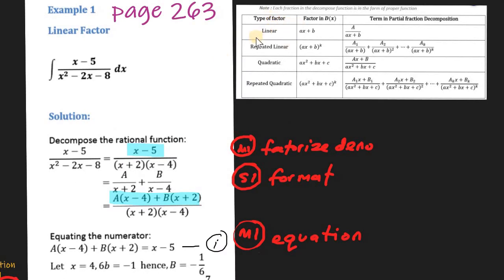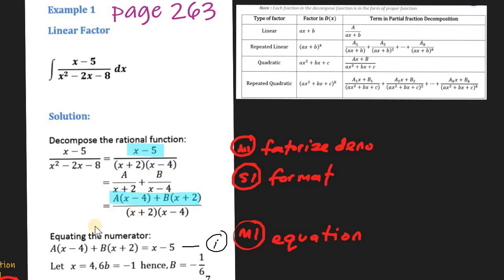So this is the formula that we have had earlier. We have case 1, where our denominator is a linear factor, non-repeating. So we have a single A over whatever the value of the factor is. Okay, so this is case 1. So it has to be correct first. And then how do we solve for the A and B?